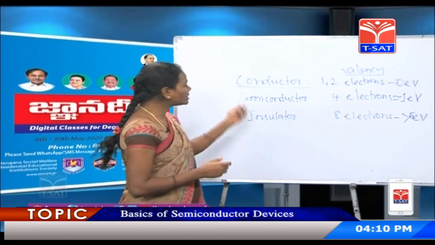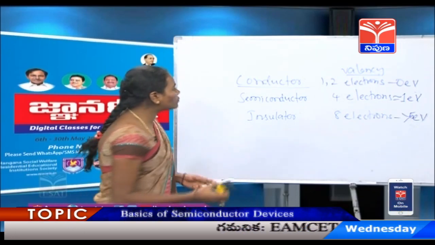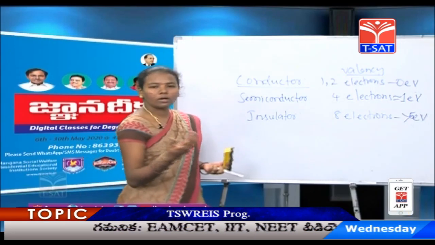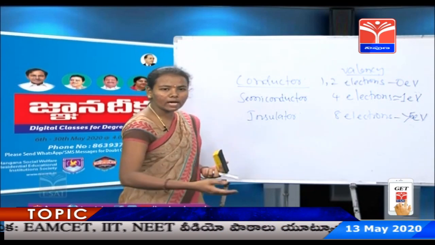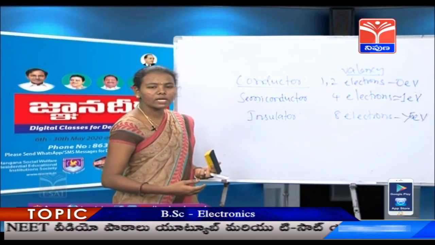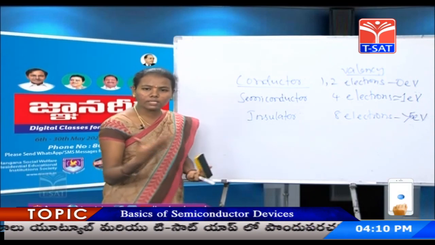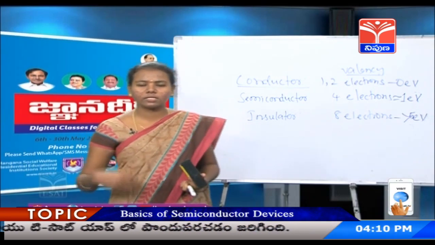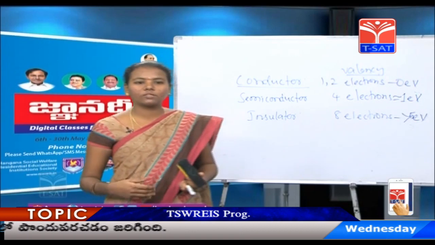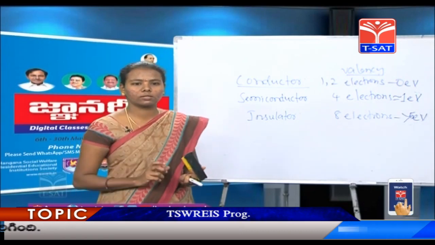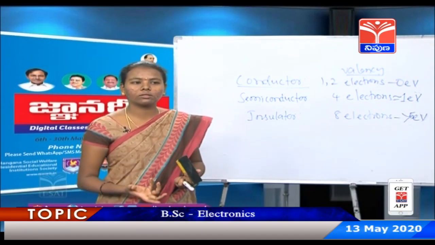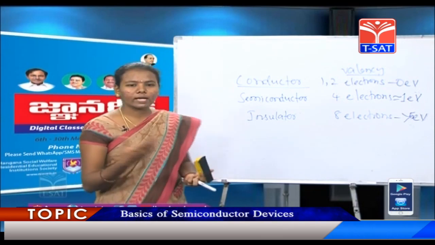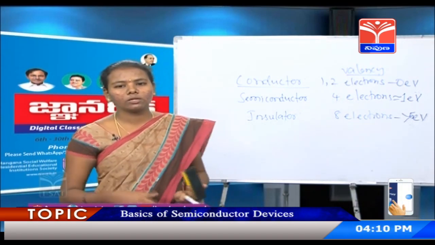So in semiconductors, we have seen there are different types. Silicon is there, germanium is there. Tetravalent elements are carbon, silicon, germanium and tin. Of all these, we use silicon the most. There are a number of reasons why we use silicon.